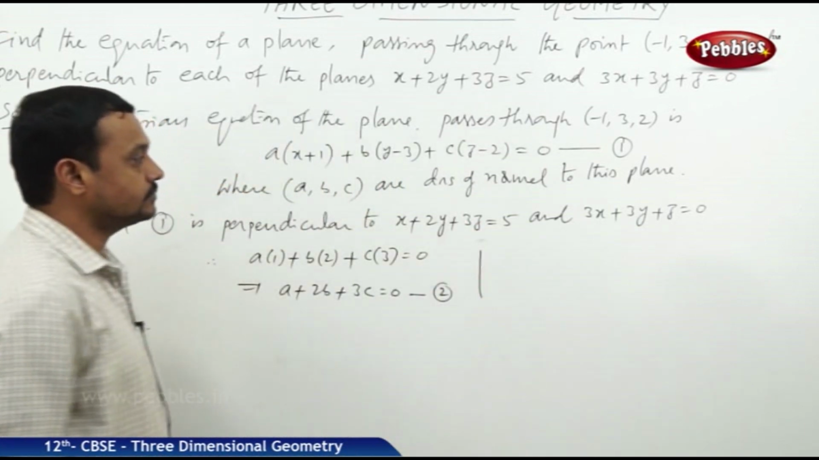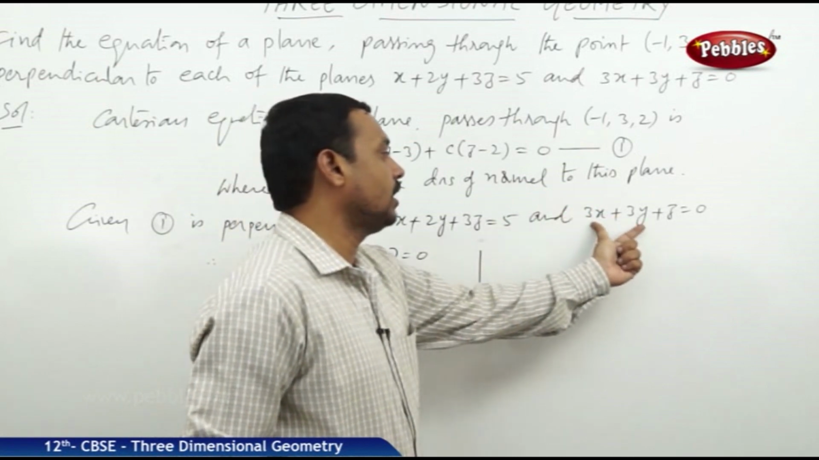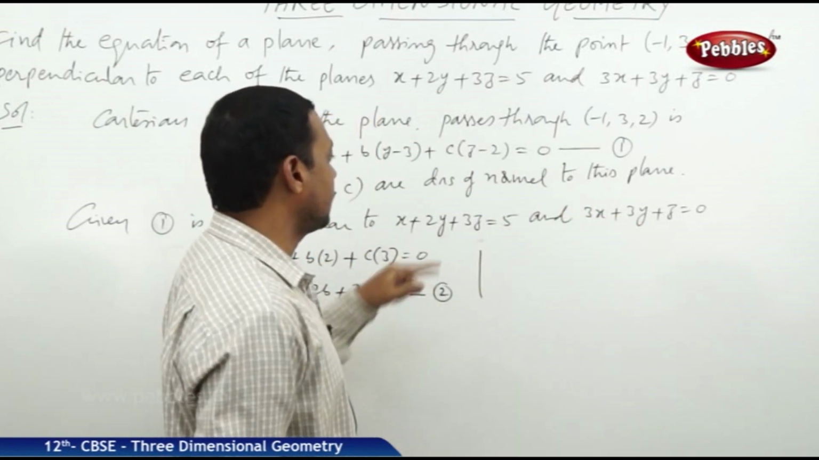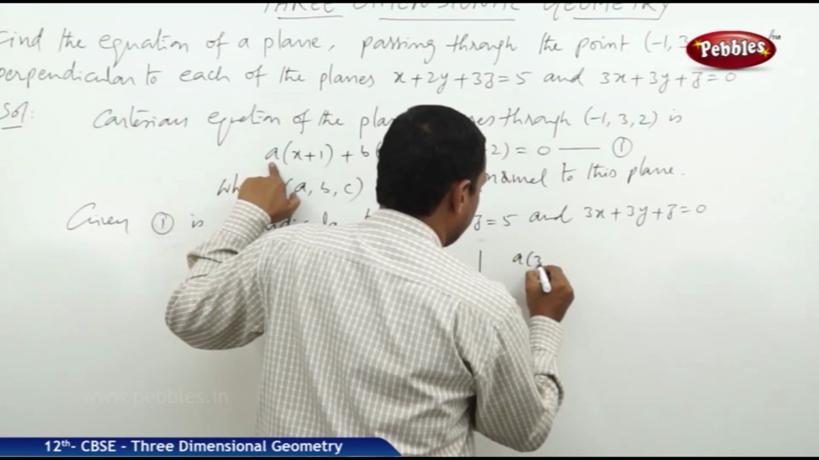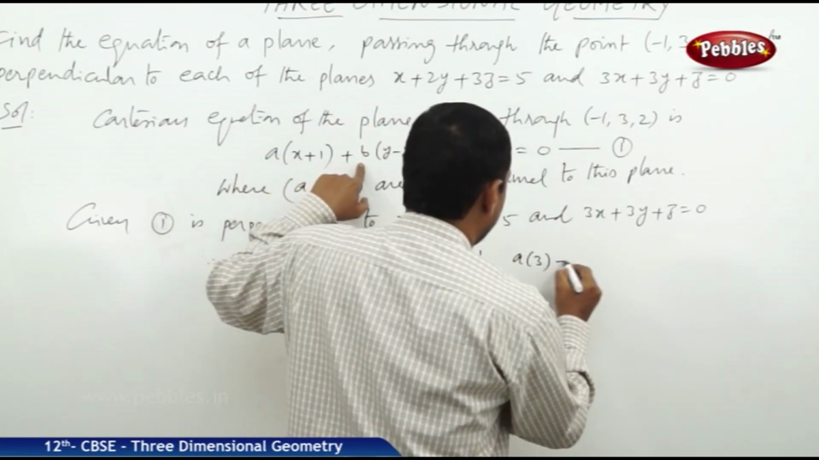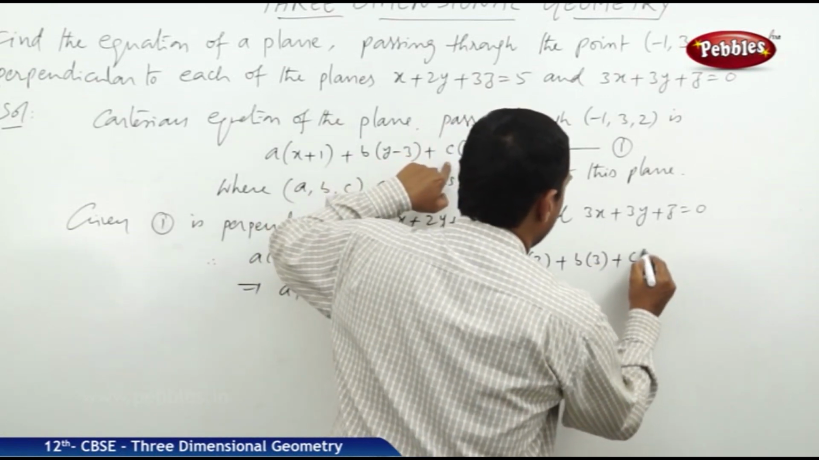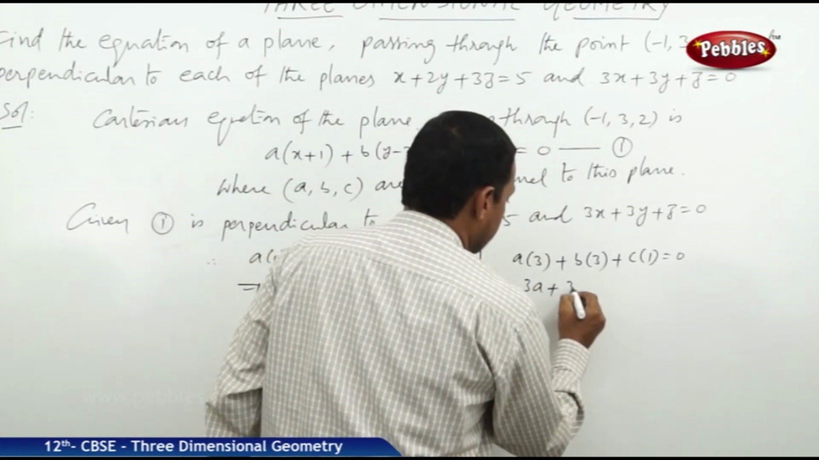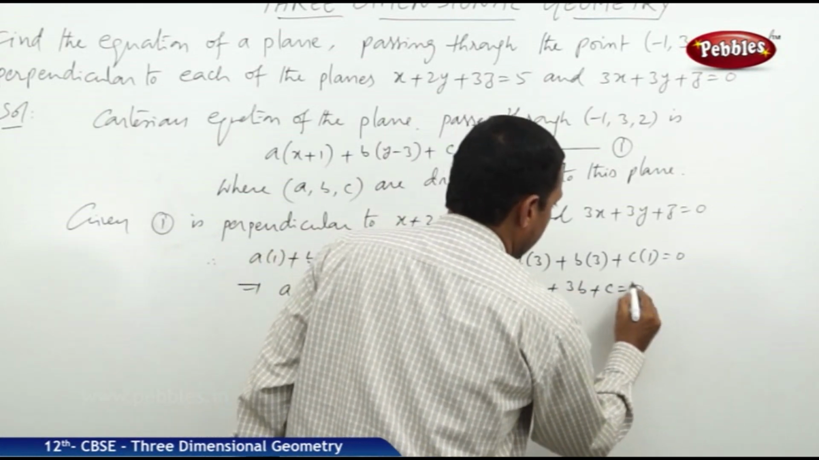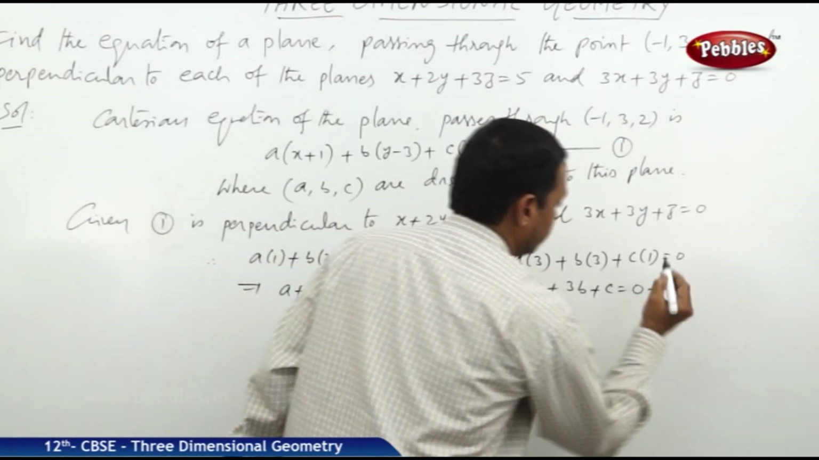Similarly, now this one is also perpendicular to the other plane, so we can apply the same condition again. a into 3 plus b into 3 plus c into 1 is equal to 0. Therefore 3a plus 3b plus c is equal to 0. Now let it be equation number 3.